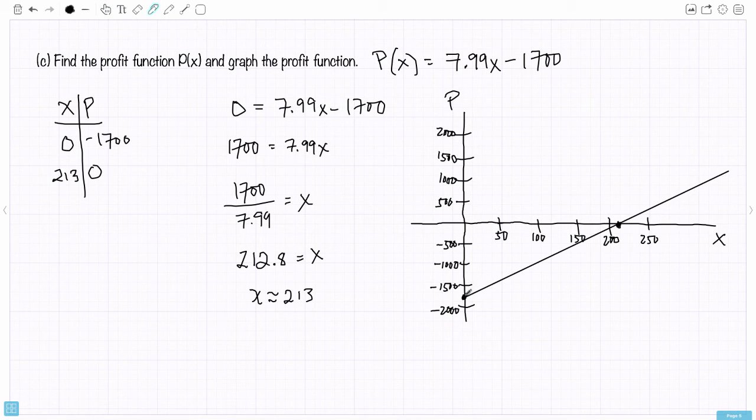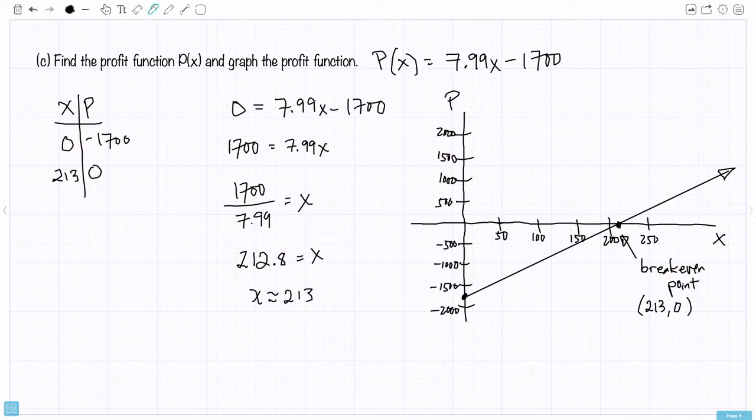Now it doesn't make sense to have the line continue to the left with negative values of x, but it does of course make sense to continue this way because this is selling more and more doorknobs with a larger and larger profit. So that should get an arrow, but I won't put an arrow here. This is the break-even point. It's the X-Intercept. In this case, it's about 213. I'm just rounding off.